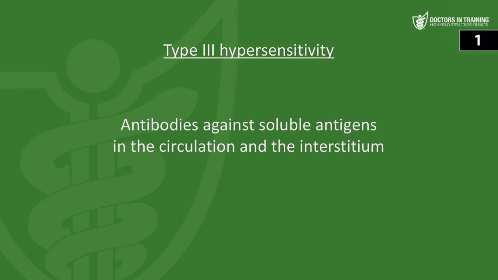With type 3 hypersensitivity, the damage is caused the same way with complement and macrophages, but type 3 hypersensitivity is caused by antibodies against soluble antigens. They're found circulating and also in the interstitium. So these antibodies bind these soluble antigens, and then they form antigen-antibody complexes called immune complexes. And those immune complexes are eventually deposited into tissues.